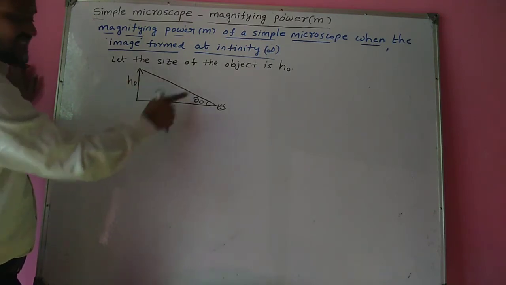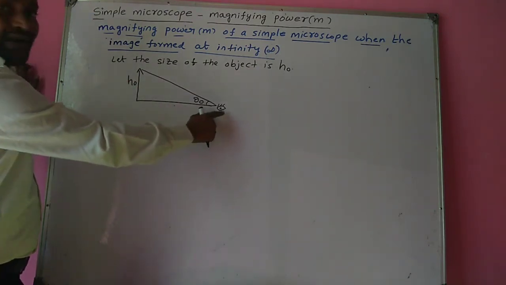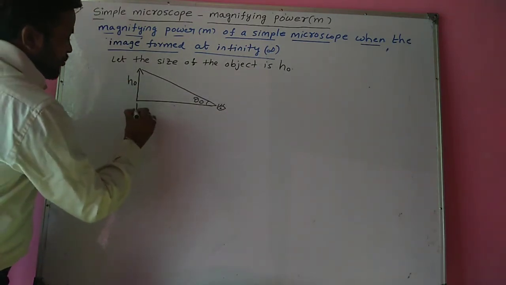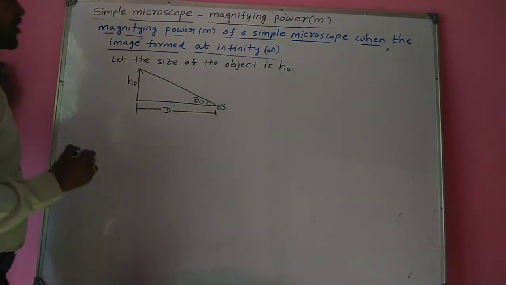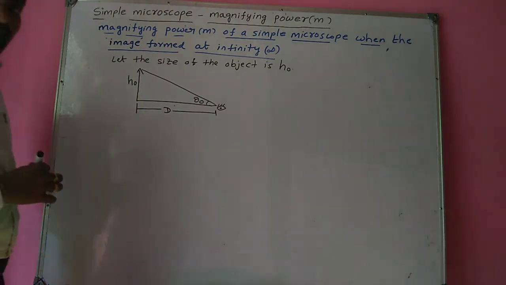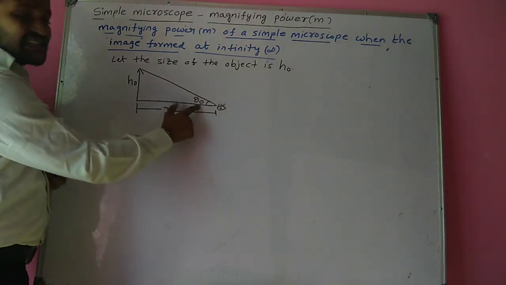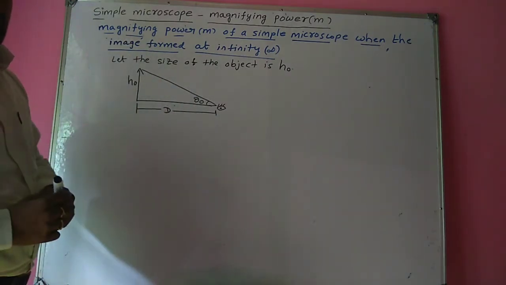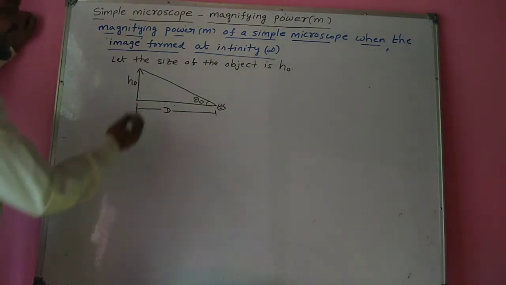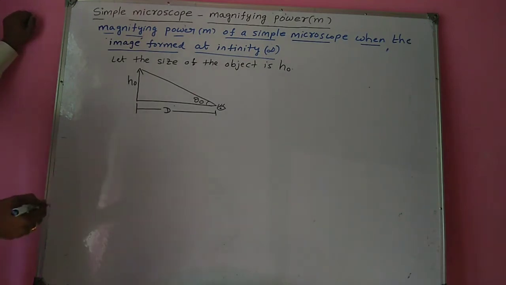You have to understand the point. There is no lens here. Now, when you place the object at a distance of capital D, it makes the maximum angle and it can be seen clearly without the lens, with the naked eye. In this case, the angle made by the object is theta O.